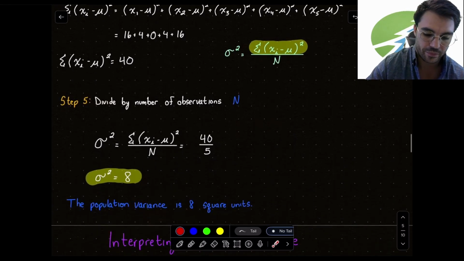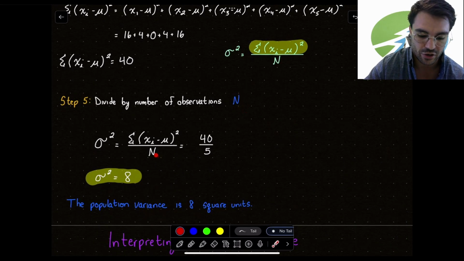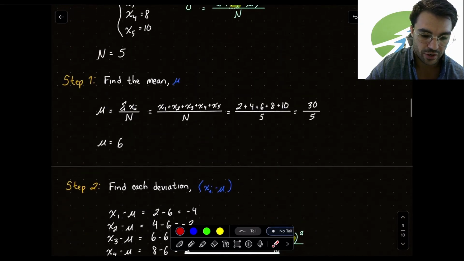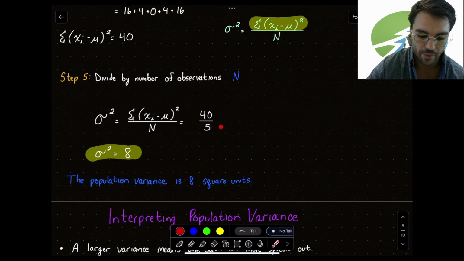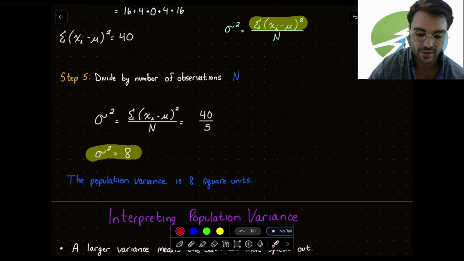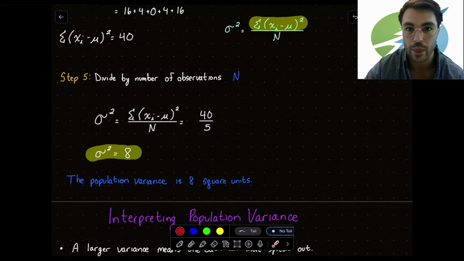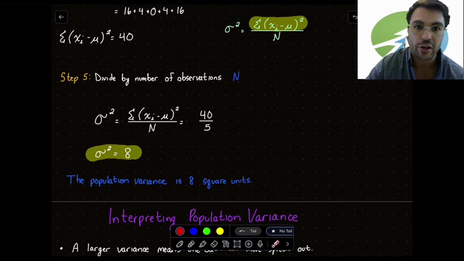And our last step, divide by the total number of observations, our n. We already determined it was given, n equals 5. 40 divided by 5 is 8. So our population variance is 8 square units. And it's squared because we define it to be, okay? Again, it looks trickier than it is. It's pretty simple.